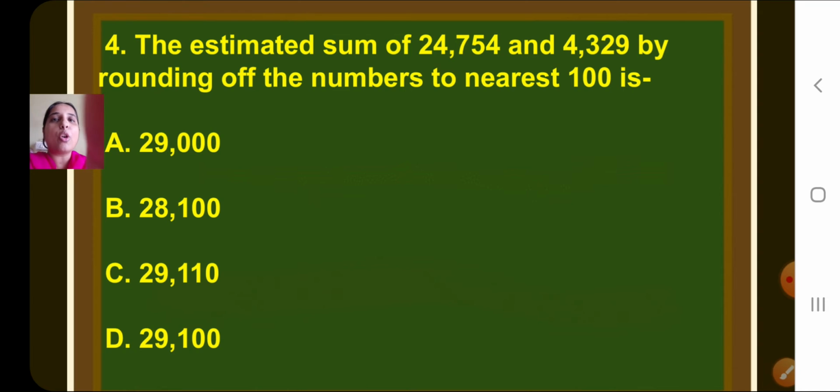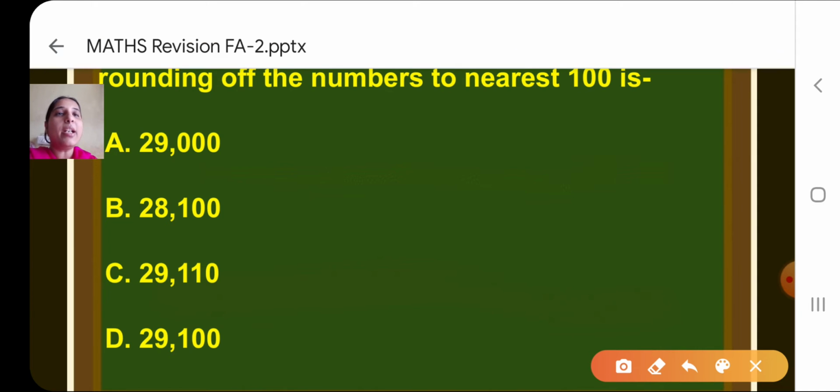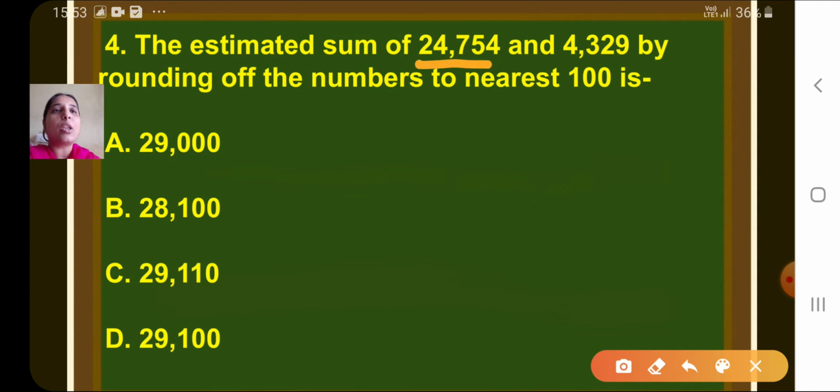So question number 4 is, the estimated sum of 24,754 and 4,329 by rounding off the numbers to nearest 100. Now you have to find the estimated sum, and you have to round off the addends to nearest 100. So let's first round them off to nearest 100. So the first number is 24,754. So when it is rounded off to nearest 100, what will we get?